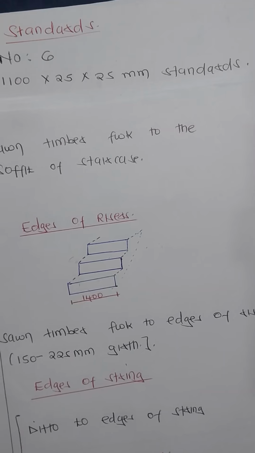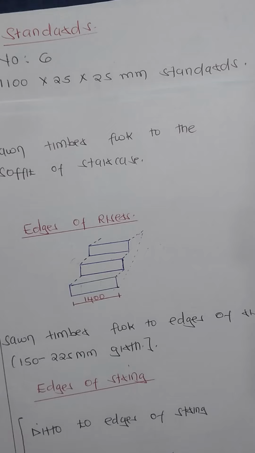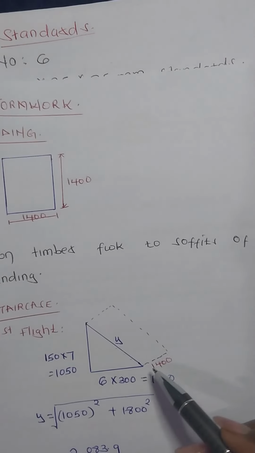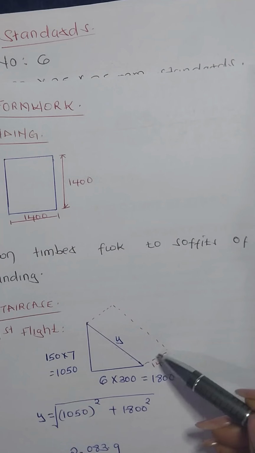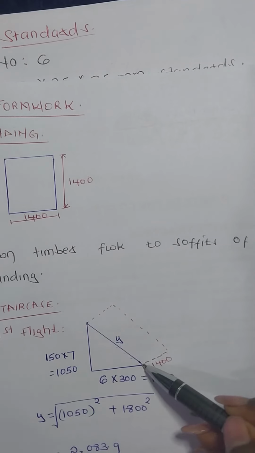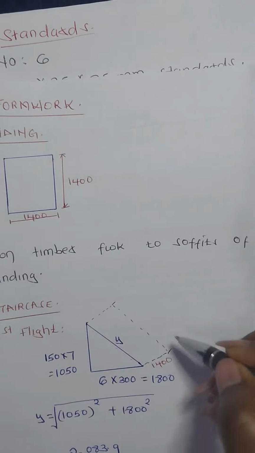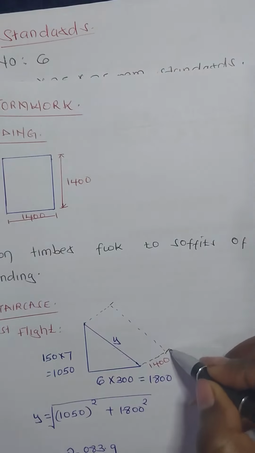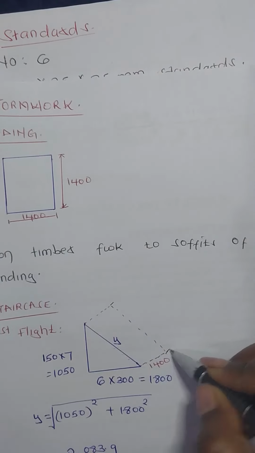Let's go to the edges of the string. So this string, this string, once we lay the concrete, this one side will be held by the wall, but the other side, now we need a formwork that will hold this concrete in place. So we need the linear length and then by the number.